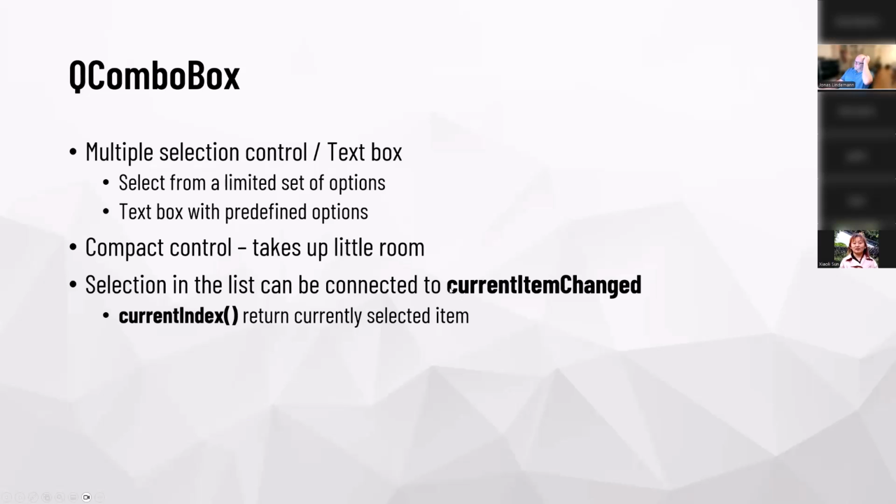There's a signal called current item change, which is called when the user changes an option. There's a method called current index to query the currently selected item in the combo box.